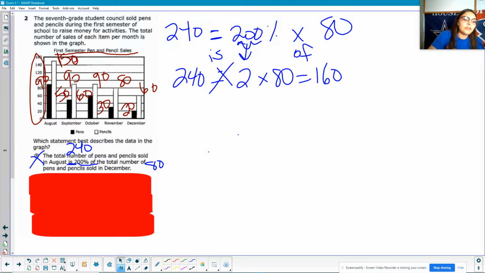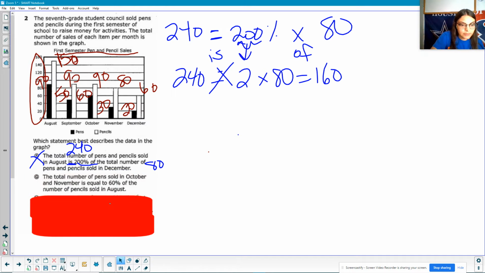Okay, next one. That's annoying. So the total number of pens sold in October and November is equal to 60% of the number of pencils sold in August. Okay, so number of pens in October and November. So pens in October is 60 and pens in November is 30. So that will be 90.